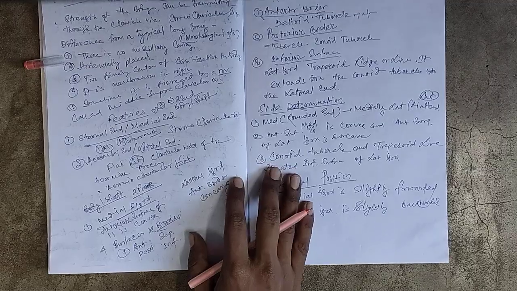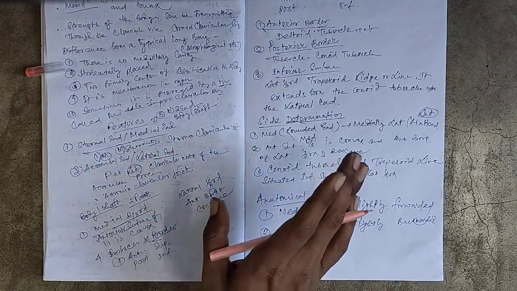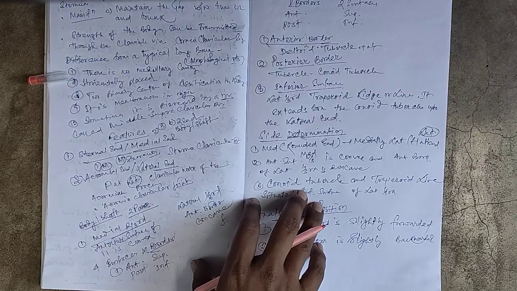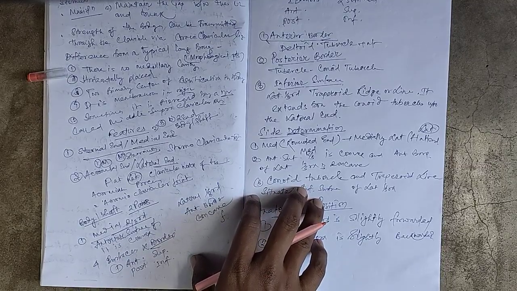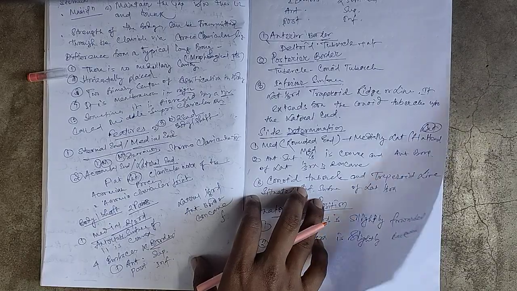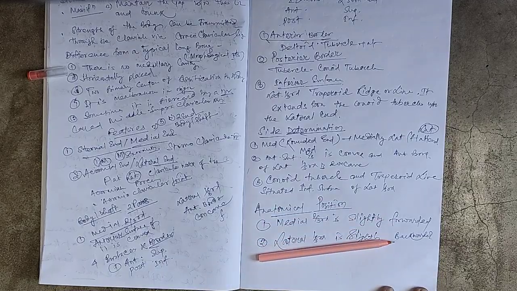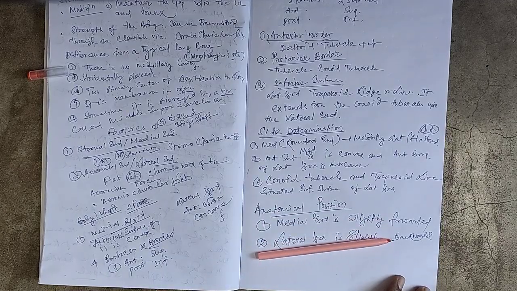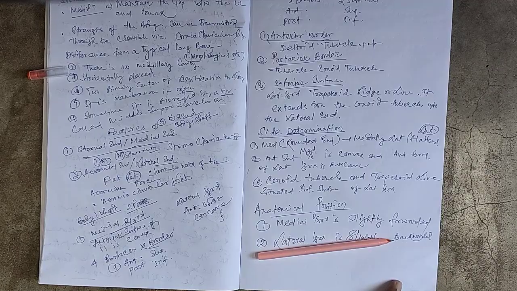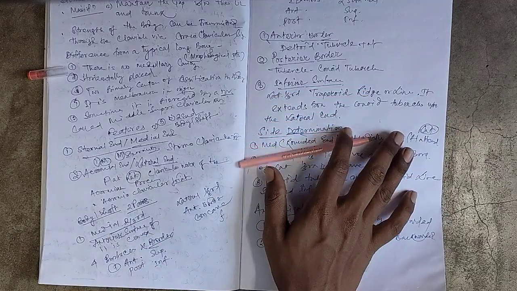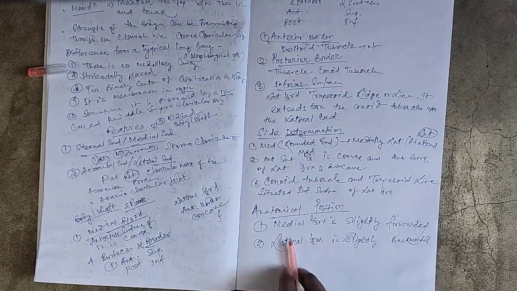So these are the total morphological features of the clavicle or collarbone. The clavicle or collarbone is a long bone which is placed horizontally, and it is present in front of the root of the neck, which connects between the scapula and the sternum. The main function of it is to maintain the gap between the upper limb and the trunk or body, so that our upper limb can easily swing during walking. Then the strength of the body can be transmitted through the clavicle via the coracoclavicular ligament, and there are some differences from a typical long bone.